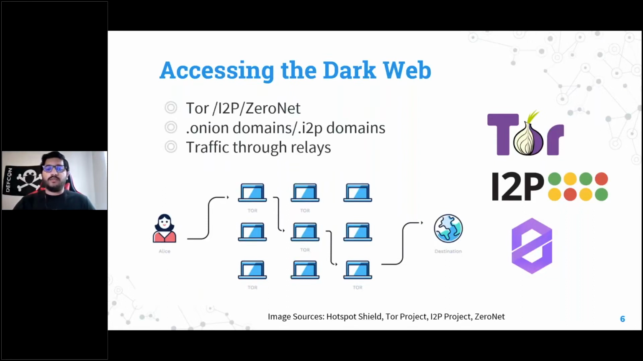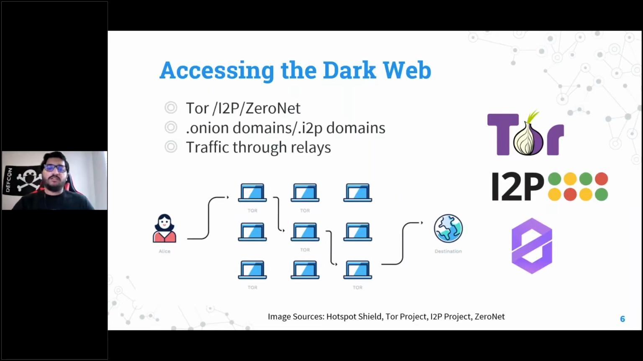So how do you access the dark web? There are different companies or organizations that offer their products. The majority of the famous ones are Tor, I2P, and ZeroNet. I will be talking more about Tor here. How Tor works is that it's basically a three relay system. There's an entry node, a middle node, and an exit node. And a node here refers to a volunteer-offered system that the traffic routes through.